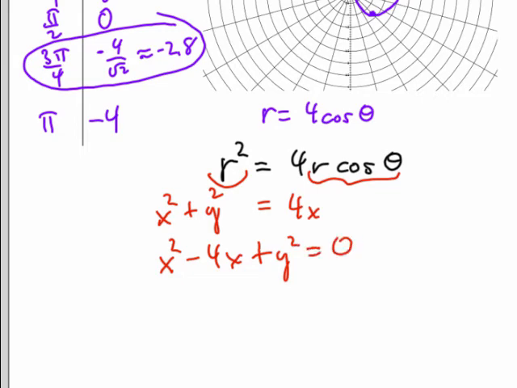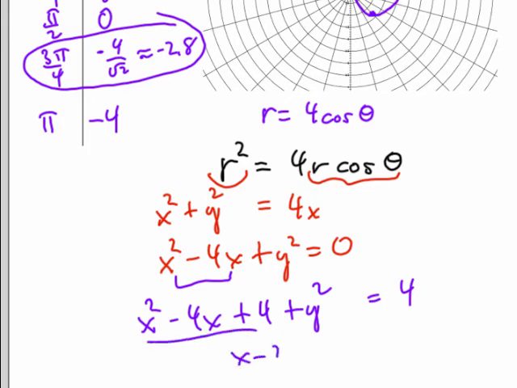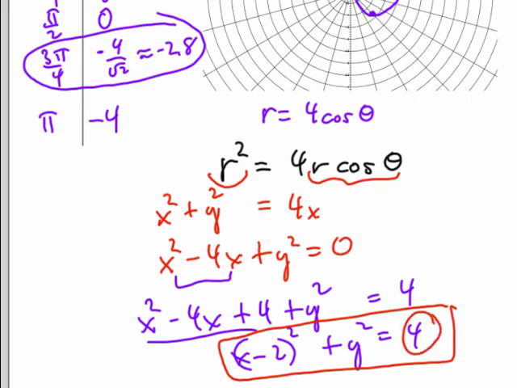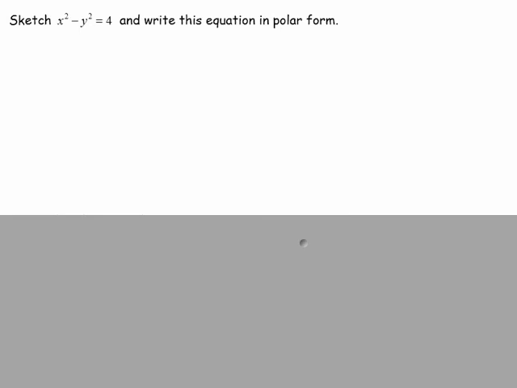I can leave it like that, but what I'm going to do is complete the square to show you where the equation of the circle is coming from. x squared minus 4x, complete the square, take half of negative 4, which is negative 2, squared, so I add 4 to both sides. This factors: x minus 2 squared plus y squared equals 4. And you'll recognize that we have the equation of a circle with radius 2 that's been shifted 2 units to the right.